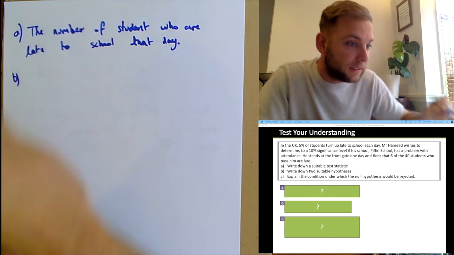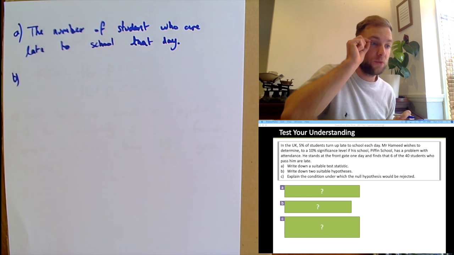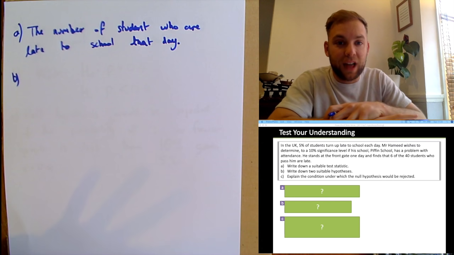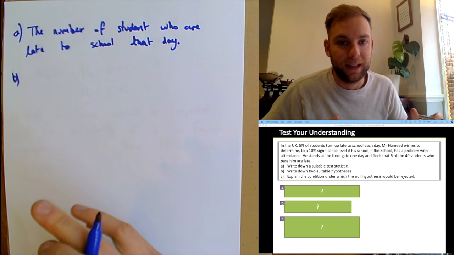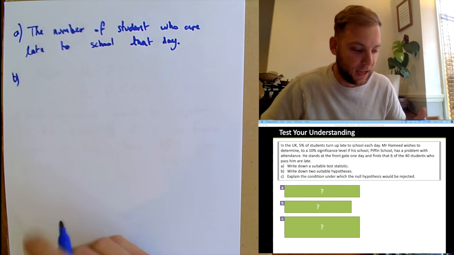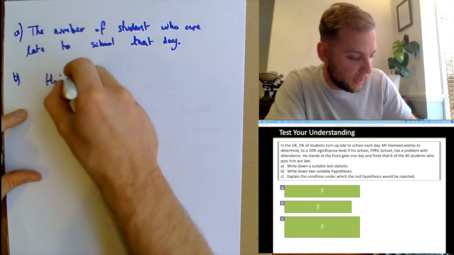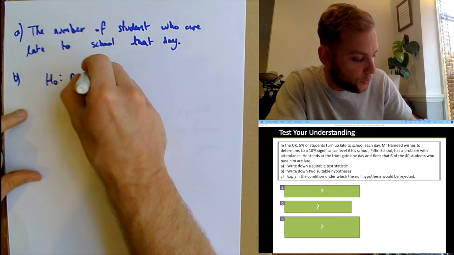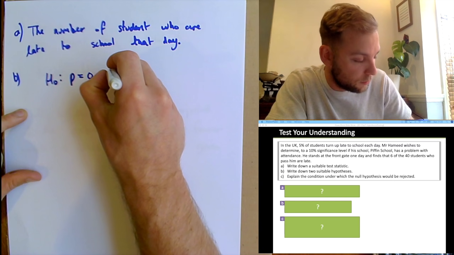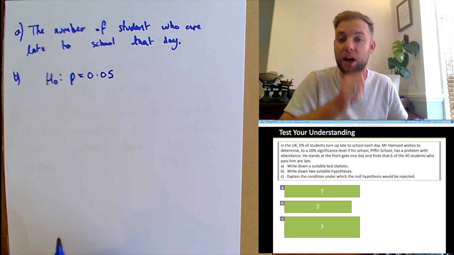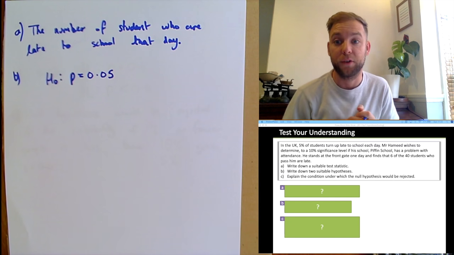Part B says, write down 2 suitable hypotheses. So we know that the national average of people being late is 0.05. Okay, so that's going to be my initial hypothesis. So H0 is that my probability is equal to 0.05, 5%. Okay, that's going to be my population parameter for everybody.